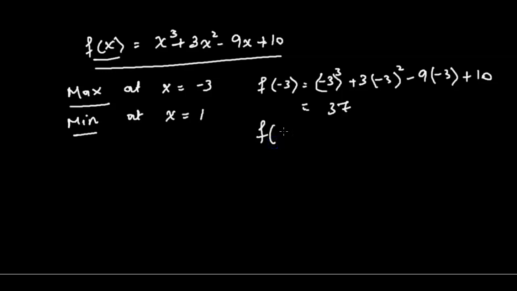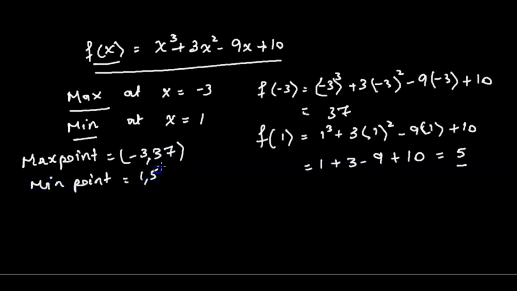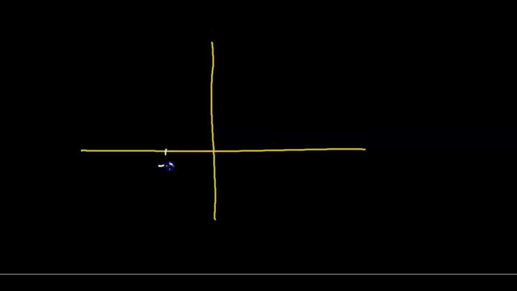Then we solve for f of 1, and the value of y that we get at x equal to 1 is 5. Therefore, the max point coordinates are (-3, 37) and the min point coordinates are (1, 5). If we want to plot this graph on the grid, we would plot the max at (-3, 37). Let's say this is the point, and we would plot the min at (1, 5).